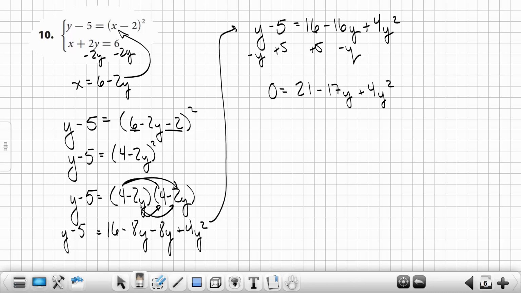So at this point, we need to solve for y. It's not particularly pretty, and one of the other methods might have gotten to this faster. But whatever you pick, just stick with it, and you'll still arrive at a good answer. So we have our a value. Remember, our a is whatever's attached to the y squared. So a is 4, b is negative 17, c is 21.